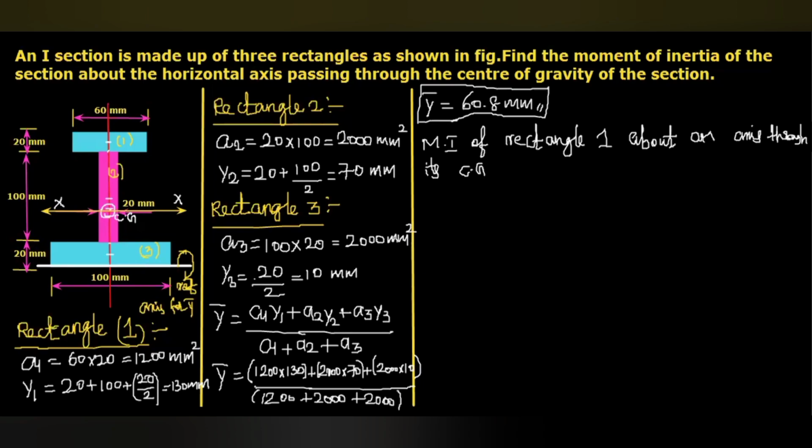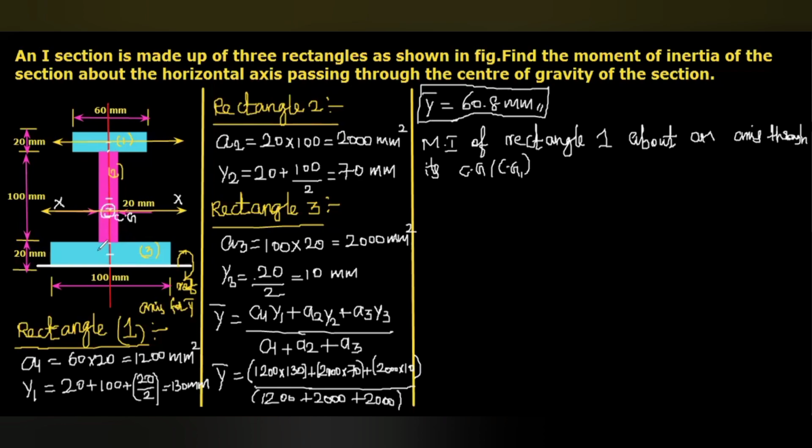That means like this we can say. If you consider this is the center of gravity of the first rectangle, then this will be the axis passing through the center of gravity of the first rectangle. Do you understand? It's CG. That means we can say this one as CG1, the center of gravity of the first rectangle.